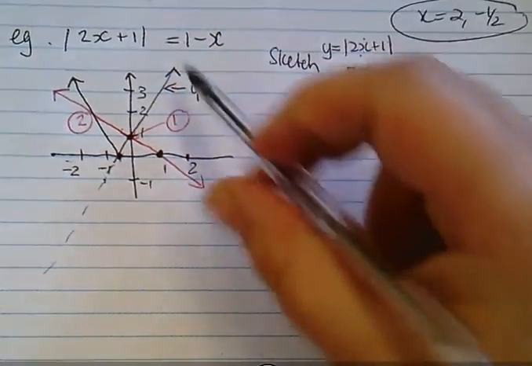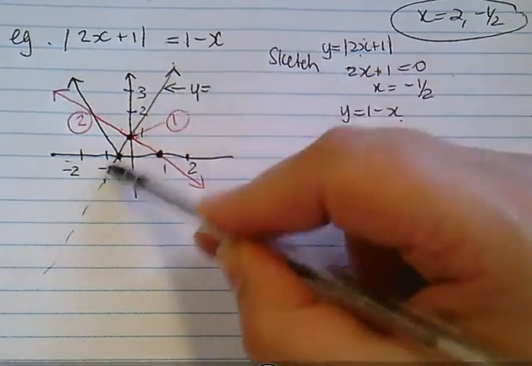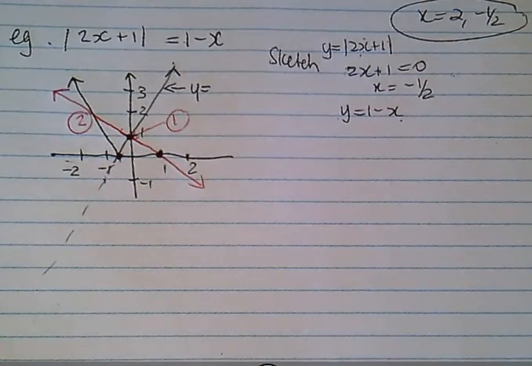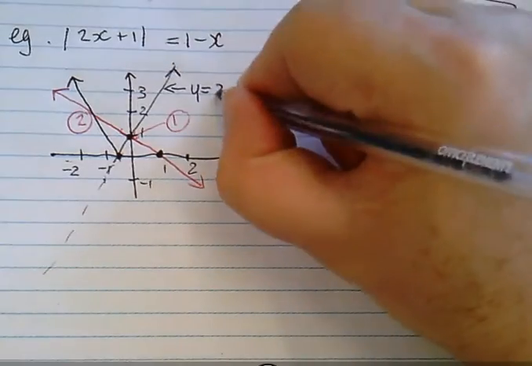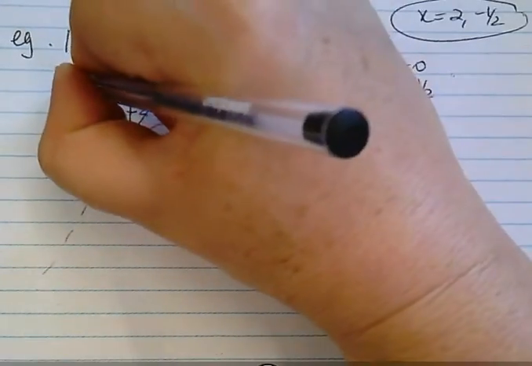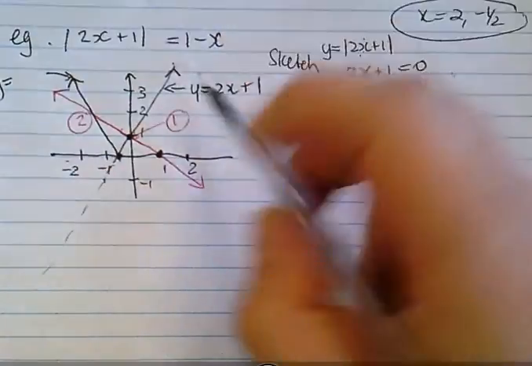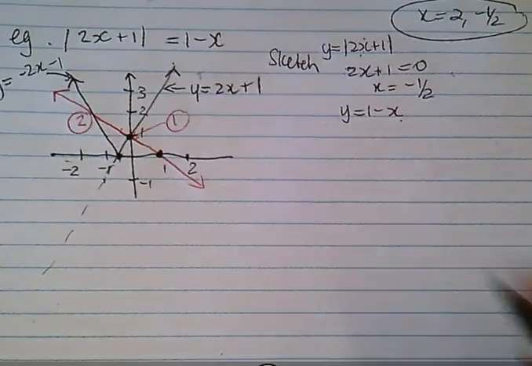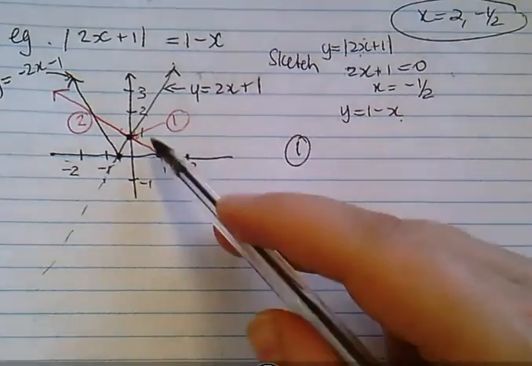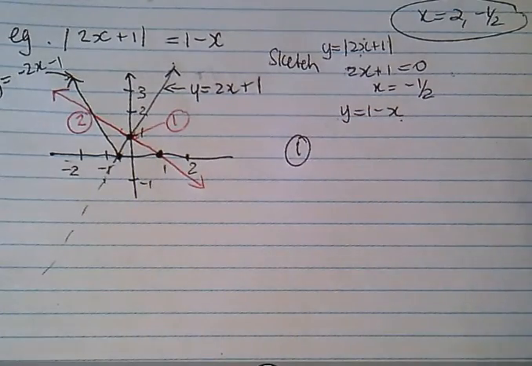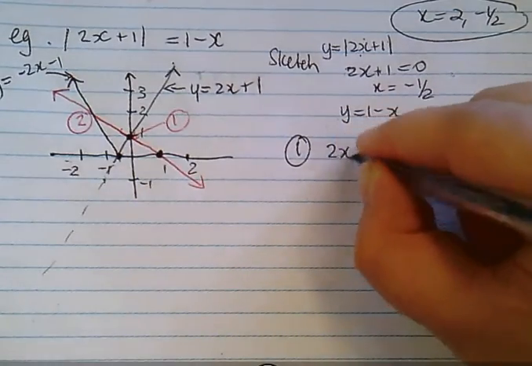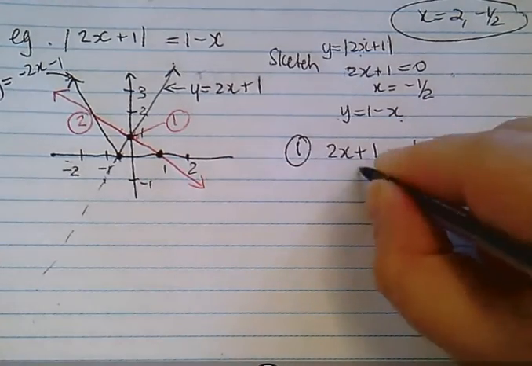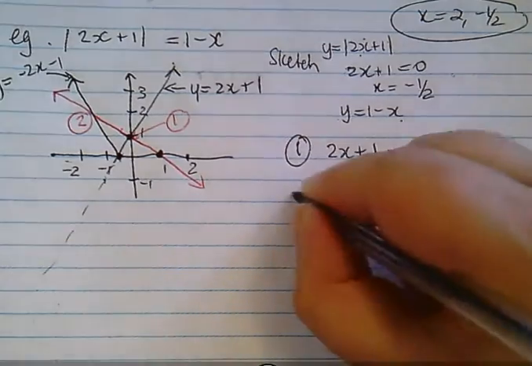So, what is the equation of this first line, the positive gradient? With the absolute value function, we write out the 2 equations. y equals 2x plus 1, and this other one over here is y equals negative 2x minus 1. And now to find the points of intersection. We can already see that x is 0 is the point of intersection of the first one, but I'm just going to solve it anyway. So 2x plus 1 equals 1 minus x, and we get x equals 0.